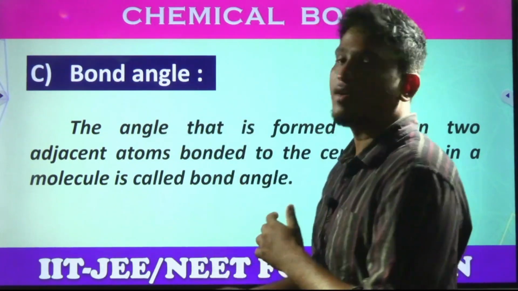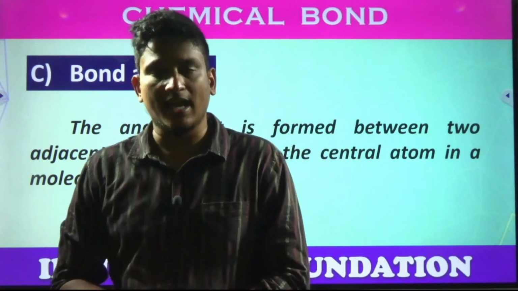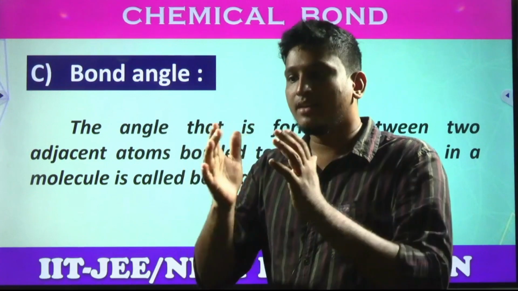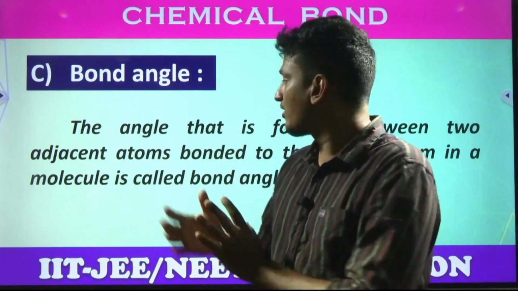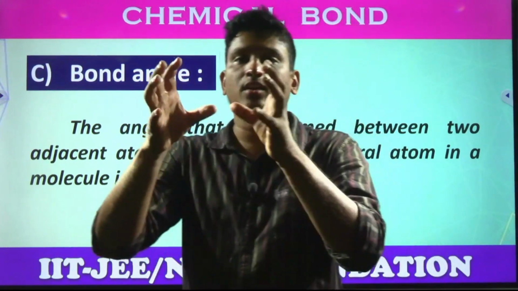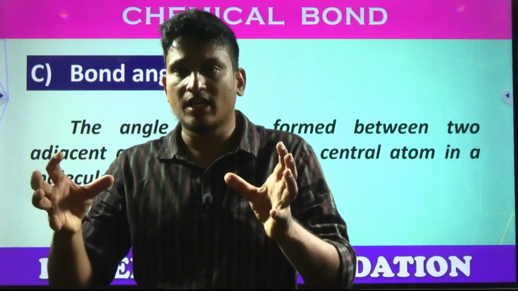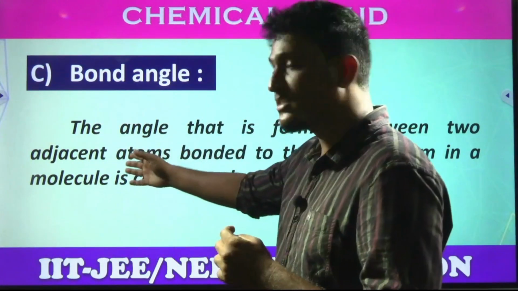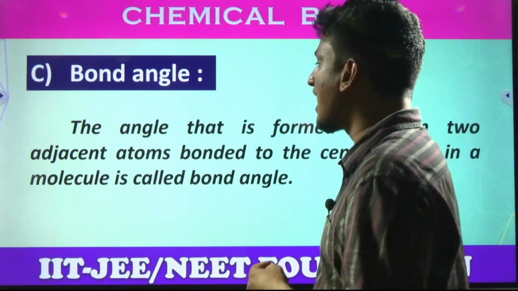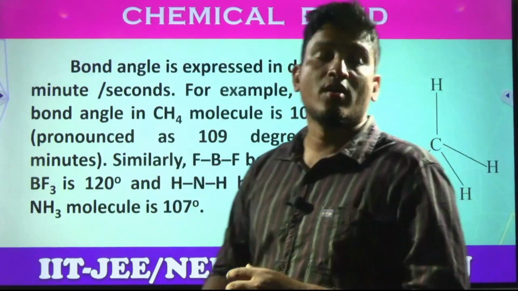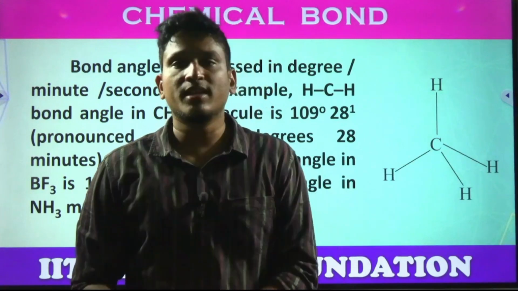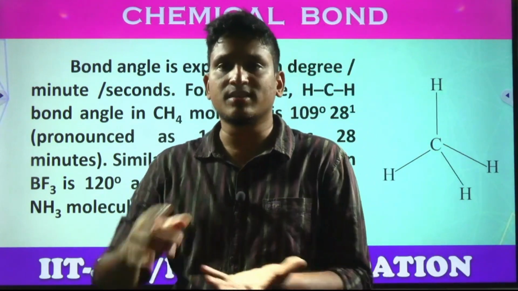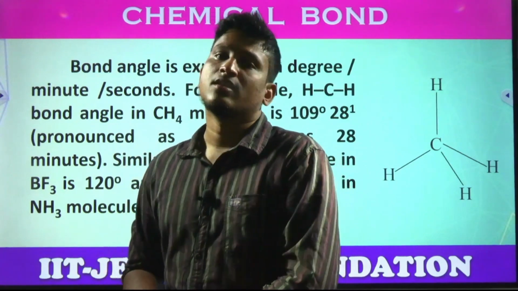Next, last one is bond angle. Bond angle is usually calculated, students, to identify the shape of these molecules, like the distance between, or the angle between two electron clouds of the two atoms which are bonded to the central atom. So the angle that is formed between two adjacent atoms bonded to the central atom in a molecule is called as bond angle. So look at here, carbon is bonded with 4 hydrogens. Where these four hydrogens are present, what is the bond angle between all these hydrogen atoms?